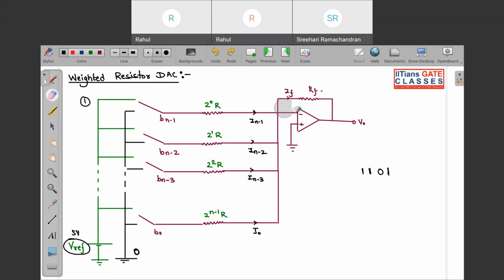I will be explaining it at the moment. These switches basically correspond to your digital inputs. This green line is logic 1 and this black line is logic 0. The switch can be connected over here or over here. Our switches are from B0 to Bn minus 1, so there are n switches. Which switch corresponds to MSB and which corresponds to LSB? Can you tell me?